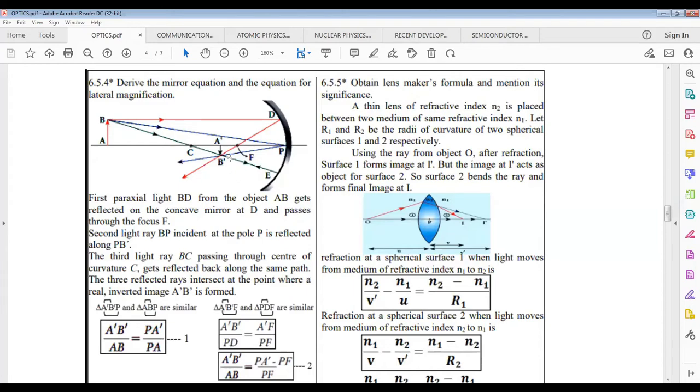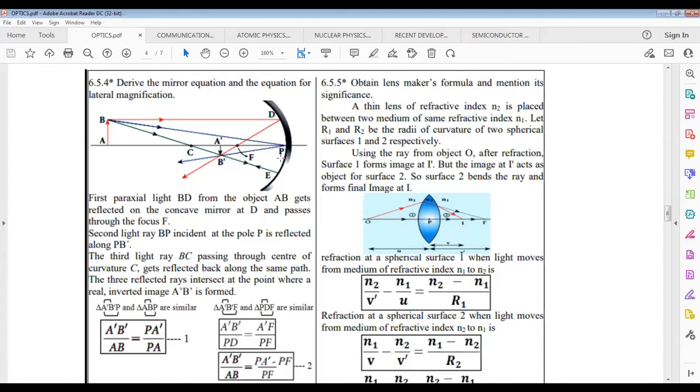So we are considering four similar triangles. One triangle is A dash, B dash, P. This is a small triangle, A dash, B dash, P, this triangle. And another triangle, ABP. So we are considering the corresponding sides. The corresponding sides are proportional. So A dash, B dash by AB is equal to PA dash by PA. This is one expression. And coming to the next similar triangles, this is A dash, B dash by F. This is a very, very small triangle.